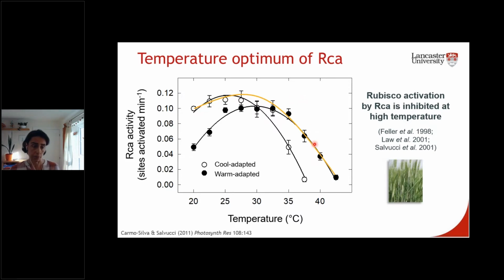the warmer temperatures. Now, in wheat in particular, we know that, and it's been shown for a couple of decades, that Rubisco activation by Rubisco activase is inhibited at high temperatures, and importantly, this inhibition leads to decreases in crop productivity. So if we were to really broaden this temperature optimum, there is significant scope for making plants of wheat more productive at a wide range of temperatures.